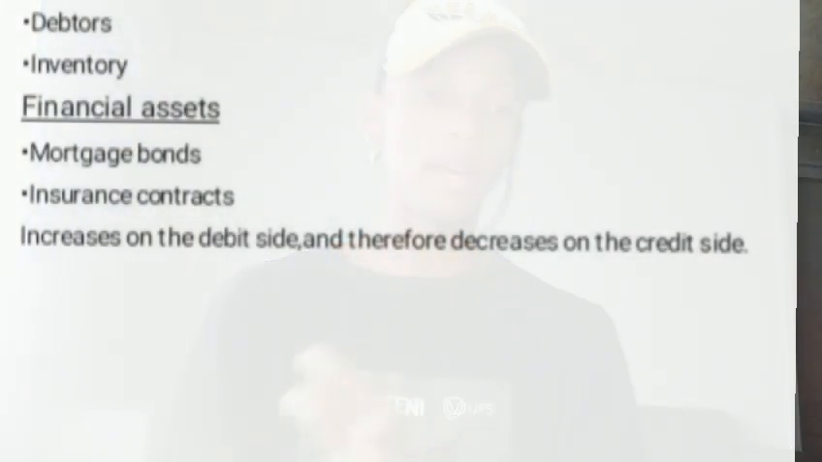Okay, let me now go to the third one, the financial assets. Financial assets are where we have the mortgage bonds and the insurance contracts. Those are financial assets. So bear in mind that the assets increase on the debit side and therefore decrease on the credit side.